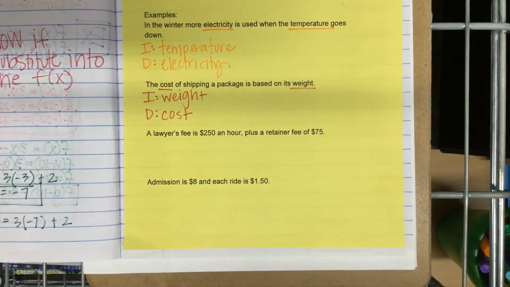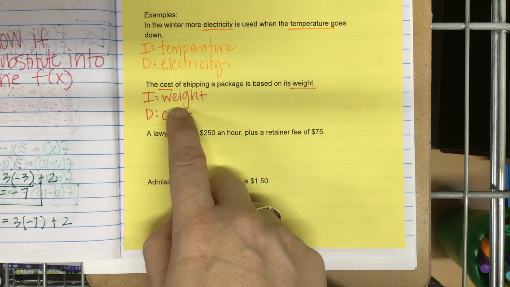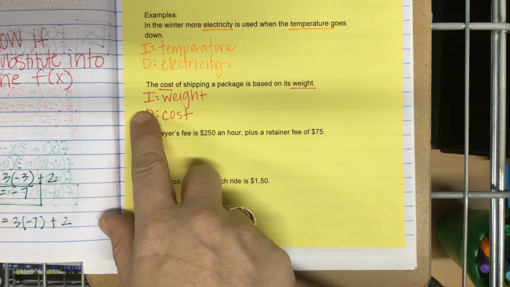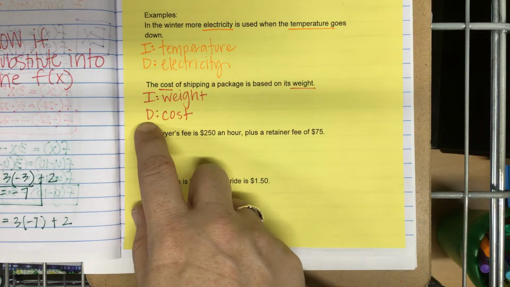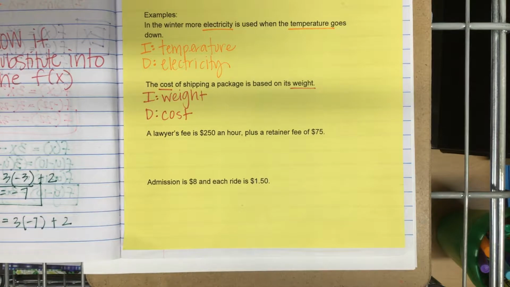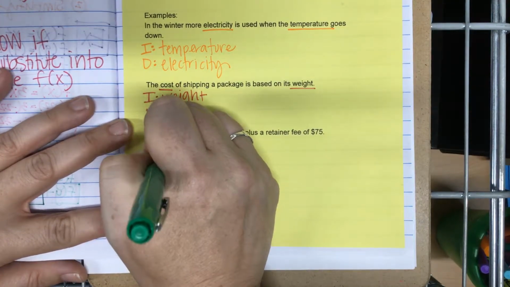Or you could reverse it. Some people, going backwards makes more sense. You could say the cost depends on the weight. So the cost is dependent on the weight. You kind of just have to figure out the way that works best for you. Then we can take it even a step further. I can do independent, I can do dependent, and then I can make an equation for it if I have values.